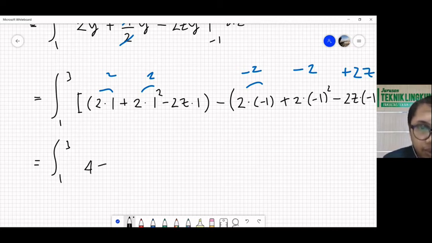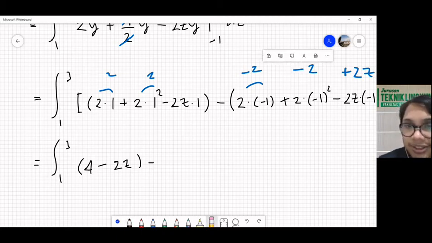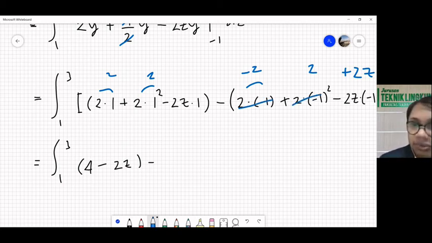4 minus 2z minus, okay, sorry, it's not mean 1. So here, it means that this part and this part we can omit. Then we are just left with plus 2z, and because they have a negative in front, it becomes minus 2z dz.